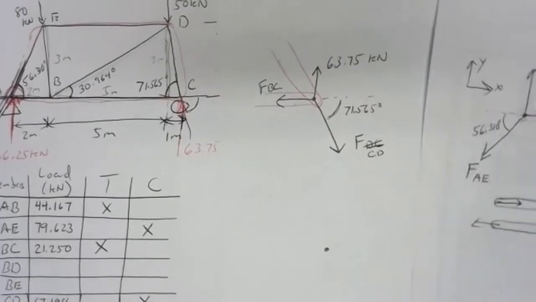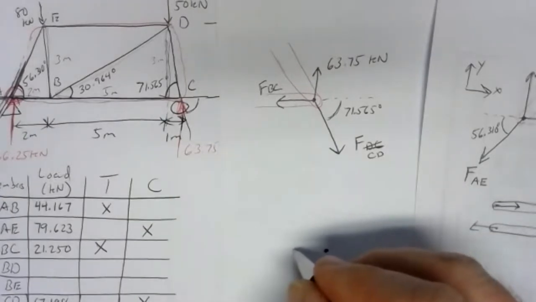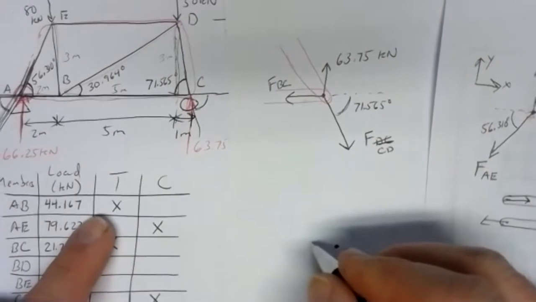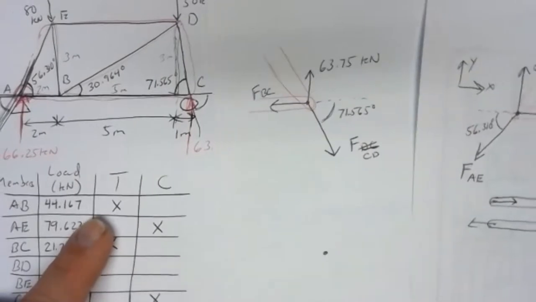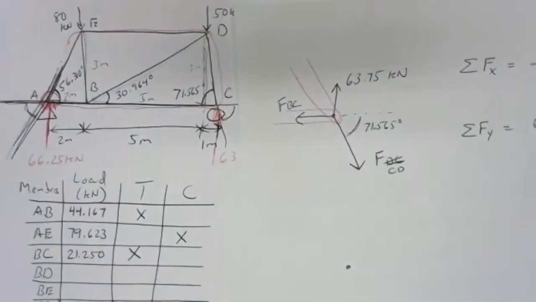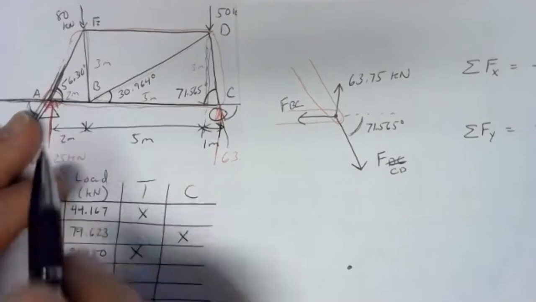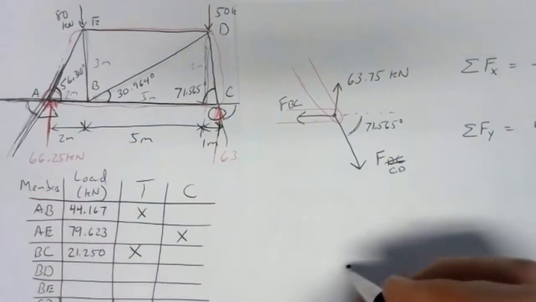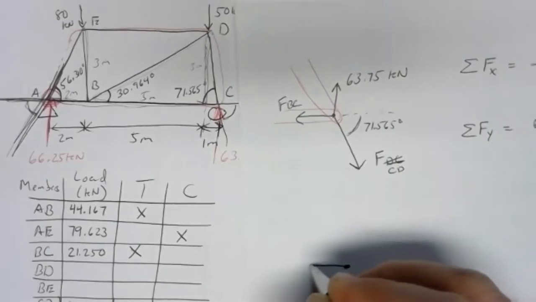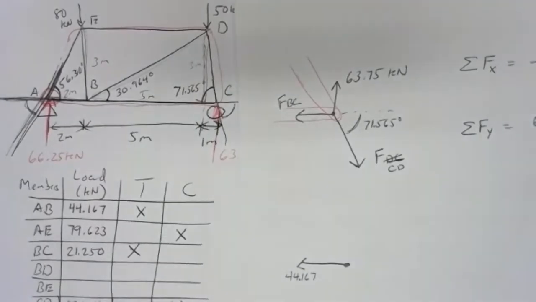So let's take a look here at AB. AB is physically off to the left. Now remember, AB, according to our table, is in tension, and tension pulls the joints together. So while joint A was pulled to the right, joint B is pulled to the left. In order to bring these 2 together, joint A has to go to the right, joint B has to go to the left. So the proper direction to draw member AB's force in is to the left, and we know how much force we've got. We've got 44.167 kilonewtons.